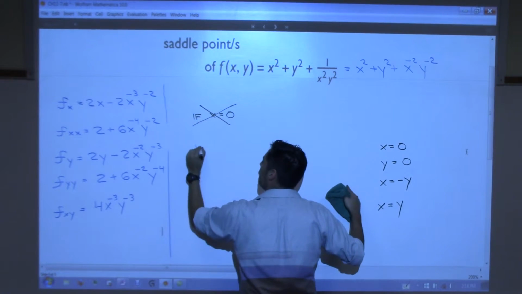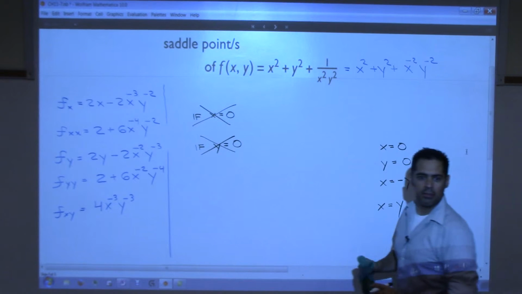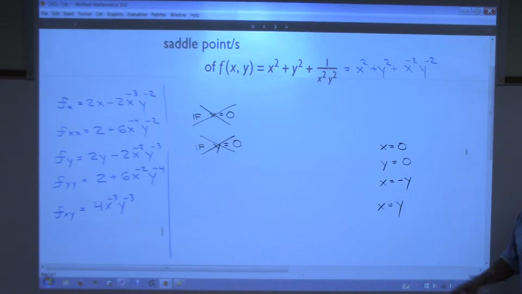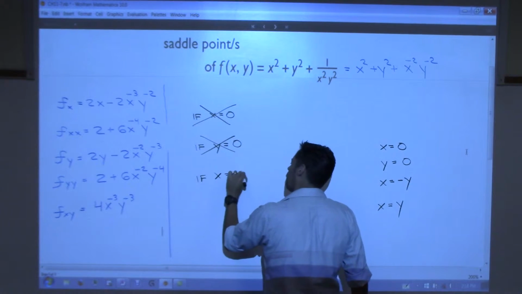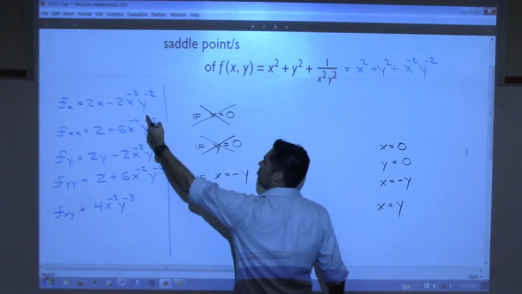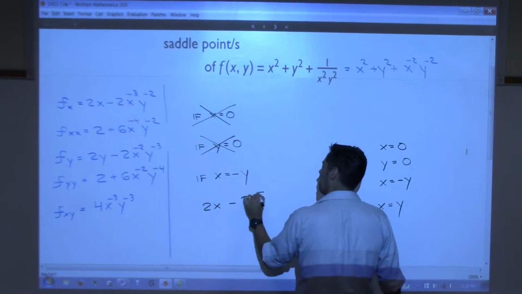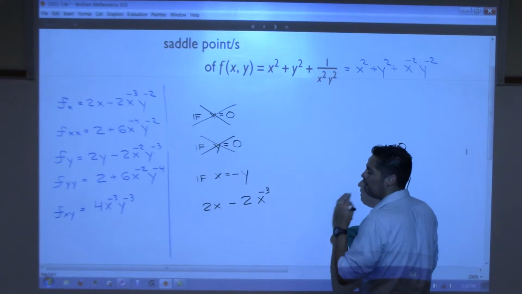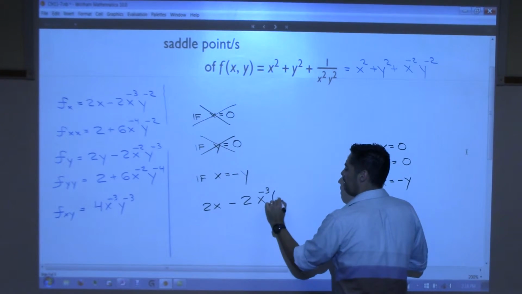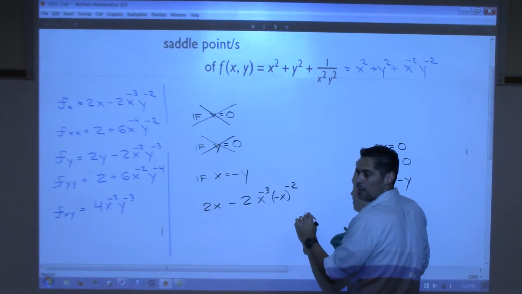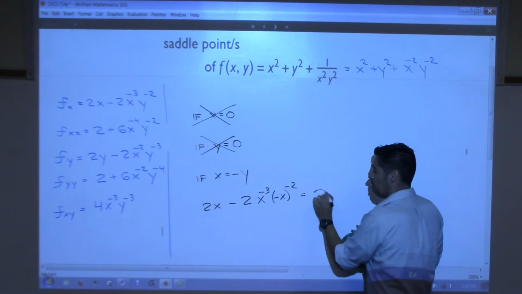Okay, let me try this one. If y is 0, then what? Oh, same thing. Can't have that. All right, let me try this. What if x is equal to negative y? If x equals negative y, then let me rewrite the first equation. 2x minus 2x to the negative 3. But what's y? I'm rewriting this. That's negative x to the negative 2, right? That's my first partial. That must be equal to what, though? 0, right, for this whole thing to work?